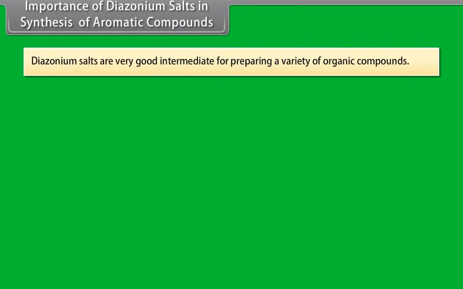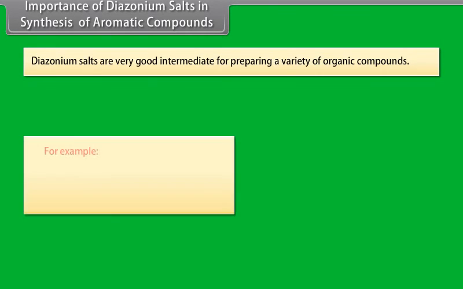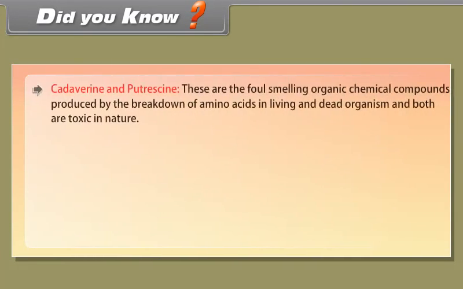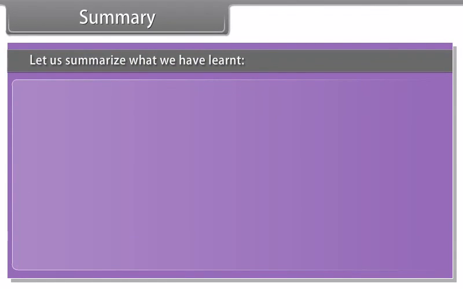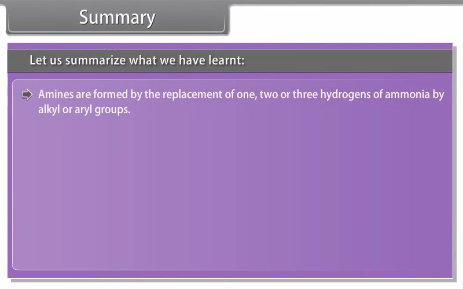Replacement by hydroxyl group. Benzene diazonium chloride gets hydrolyzed when some heat is provided and produces phenol, hydrochloric acid, and evolves nitrogen gas. Replacement by nitro group. By heating diazonium fluoroborate with sodium nitrite in the presence of copper powder, the diazonium group is replaced by nitro group.